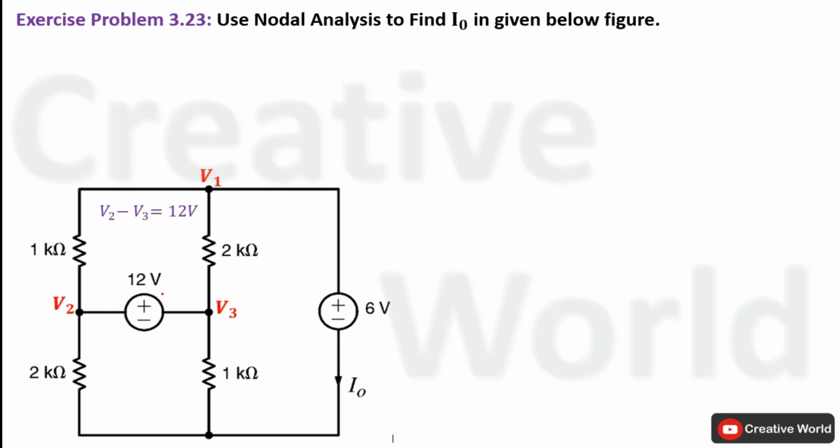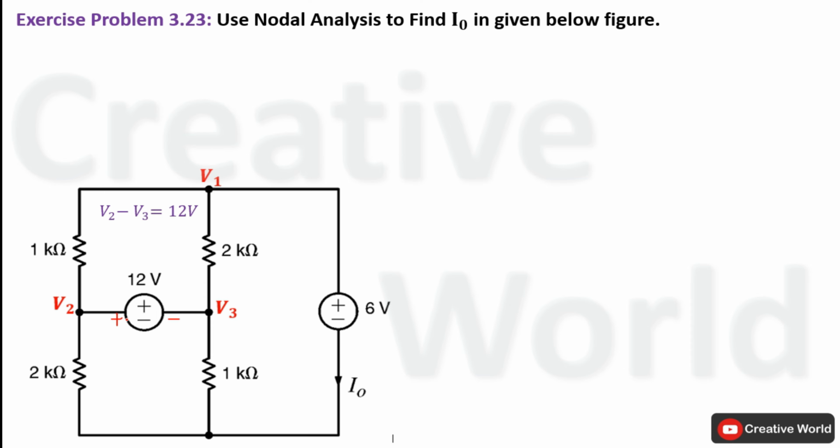Here the polarity of this voltage source is not given properly. So I am assuming the positive terminal of the voltage source is connected to node 2 and the negative terminal of the voltage source is connected to node 3. You may take the converse of it. You may consider that the positive terminal of this voltage source is connected to node 3 and the negative terminal of this voltage source is connected to node 2.